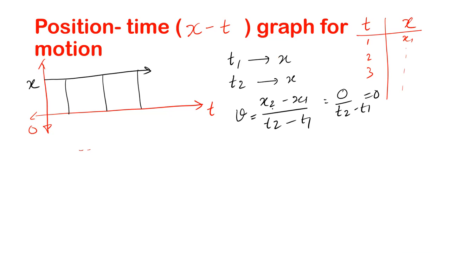situation. So from this graph, we can see that if the x versus t graph is horizontal, you can say that the motion is not taking place, or the displacement is zero. So, displacement is constant. Therefore, velocity is zero. Right, the object is not changing its position. Right, this is case one.